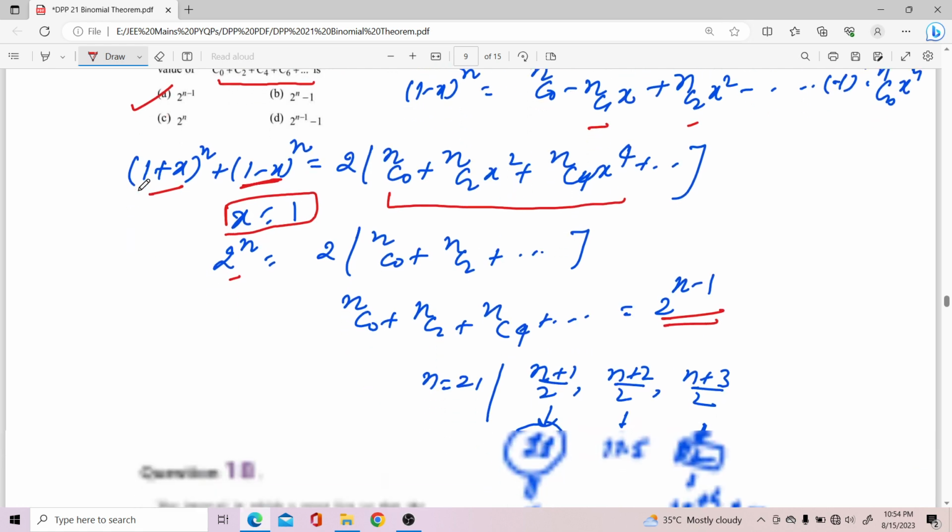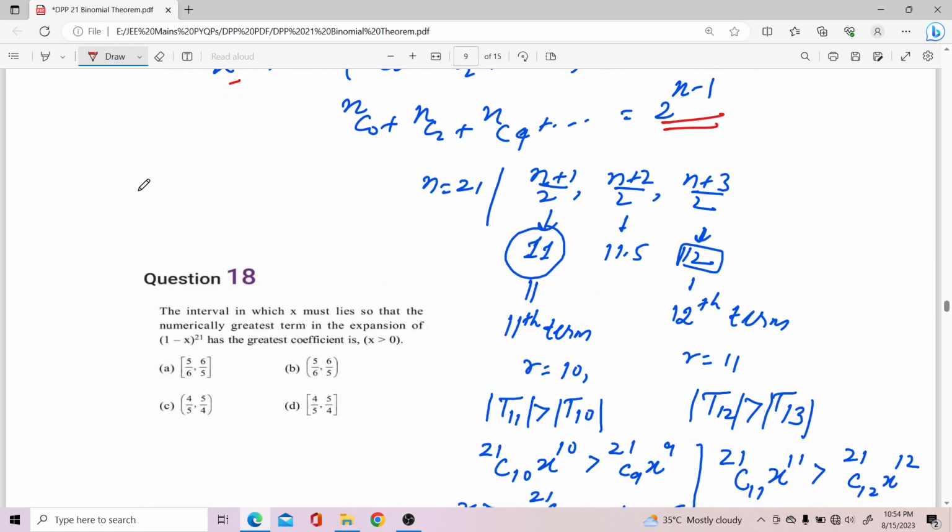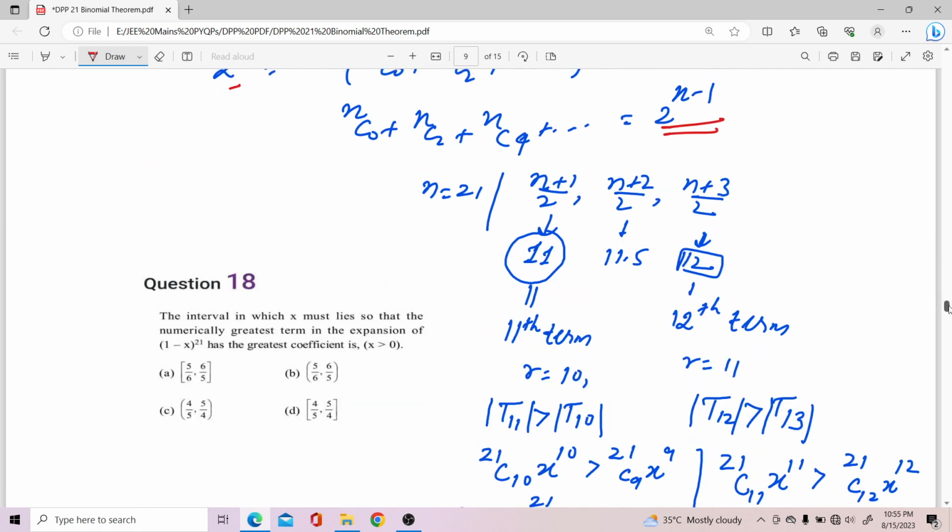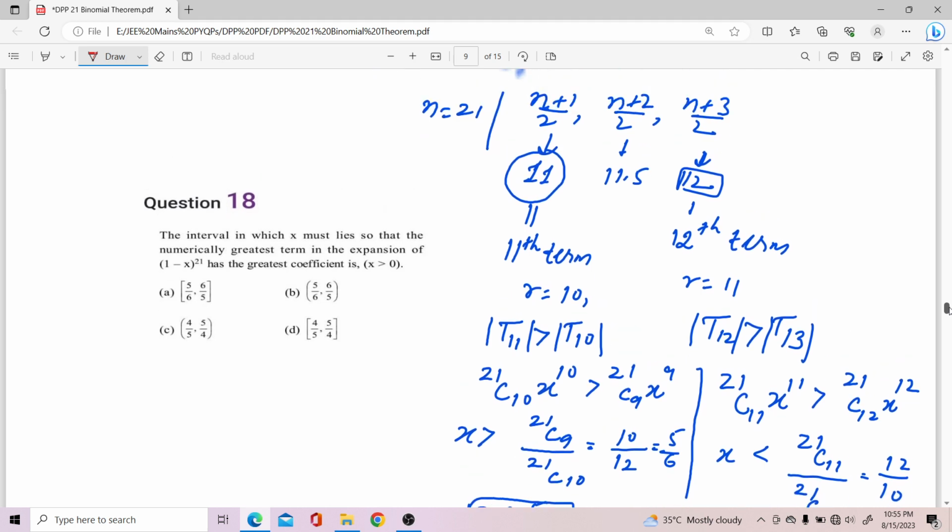answer. Now let us move to question number 18. In this question number 18, look into the question.